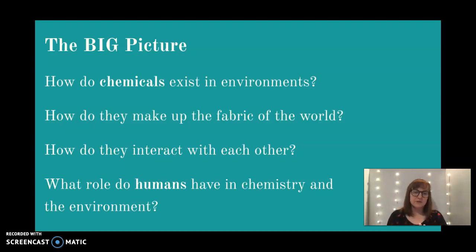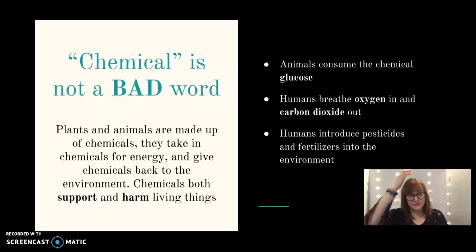Like, how do chemicals exist in our environment? How do they make up the fabric of our world? How do they interact with each other? But in a bigger way, not making chemicals. And what role do humans have in chemistry and how that chemistry reacts into our environment?